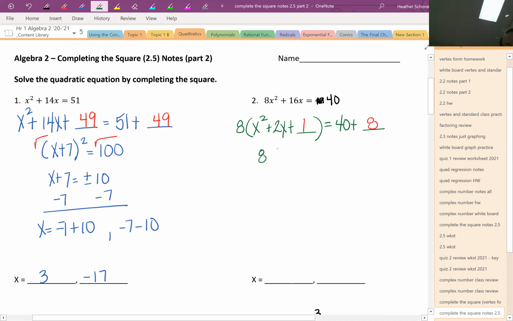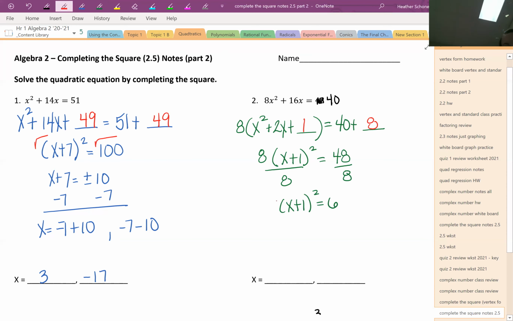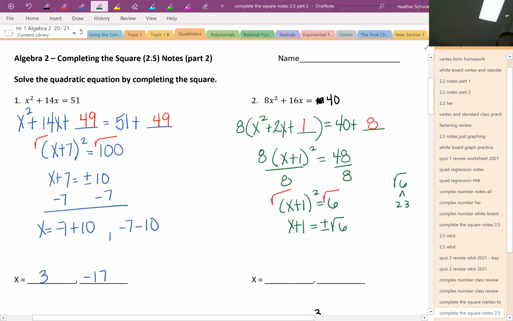Okay, so now we've got 48, factor this. Okay, you can think about what multiplies to 1 and adds to 2, or you can just take half of 2, which is x plus 1. That's going to be x plus 1 squared equals 48. And we can't take the square root just yet because the parentheses isn't by itself, so we're going to divide both sides by 8. So we get x plus 1 squared equals 6. Now that the parentheses is by itself, I can take the square root of both sides. So over here, I get x plus 1, and the square root of 6, I can try and make a factor tree, but there's no pairs. It won't simplify. So I'm just going to put plus or minus the square root of 6.